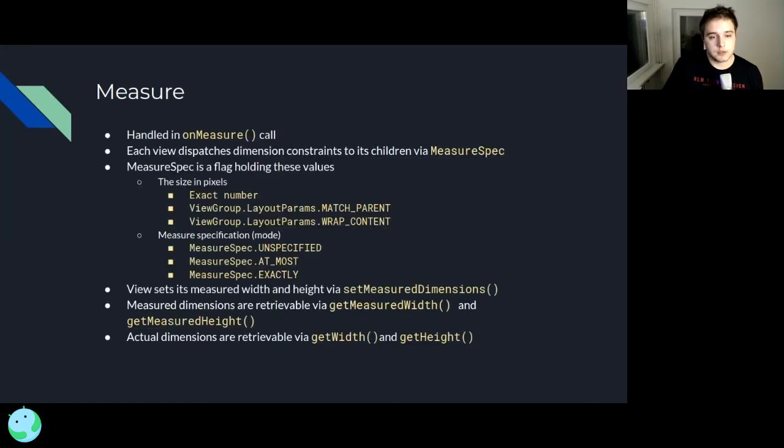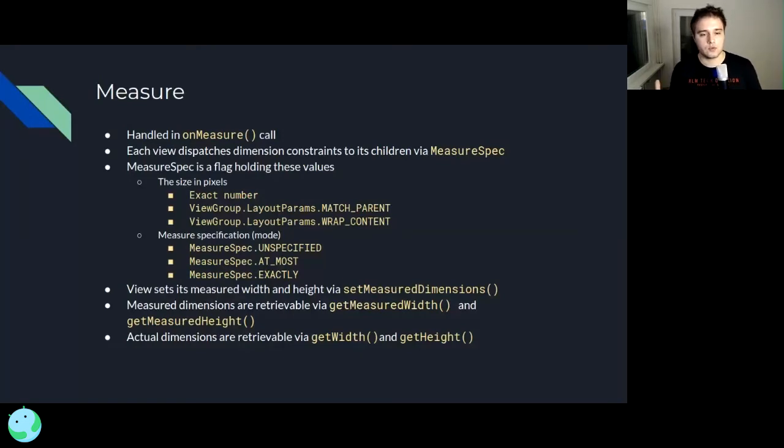Okay, a little bit about the measure call first. The measure call is handled in the onMeasure call. Each view dispatches dimension constraints to children via the MeasureSpec class, or measure specifications. MeasureSpec is basically an integer, actually. If you've ever seen it, don't be confused. It's actually a flag. So if you know how bit shifting works in Java or Kotlin, it basically just stores all the data it needs in an integer.